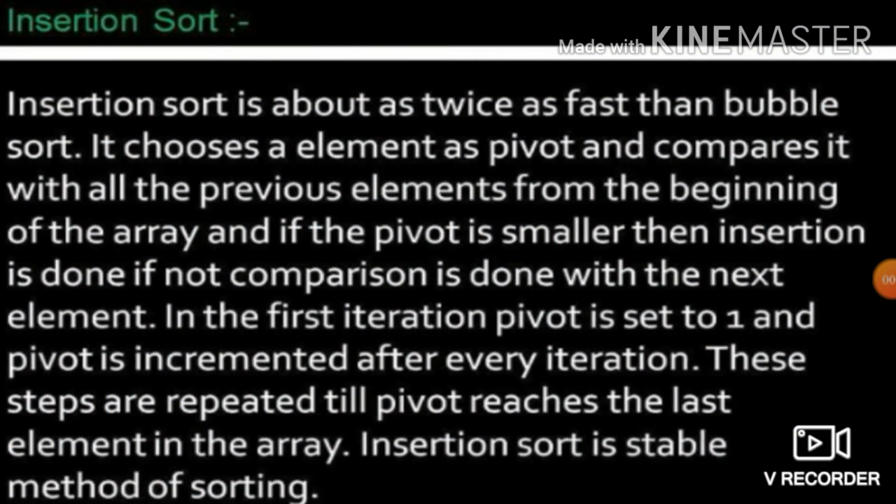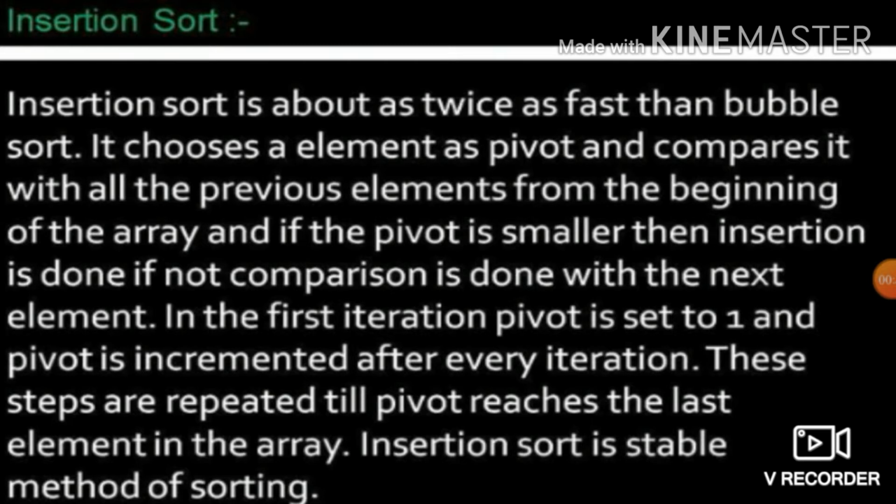Insertion sort is my topic. Insertion sort is about twice as fast as bubble sort. It chooses an element as pivot and compares it with all the previous elements from the beginning of the array. If the pivot is smaller, then insertion is done. If not, comparison is done with the next element.